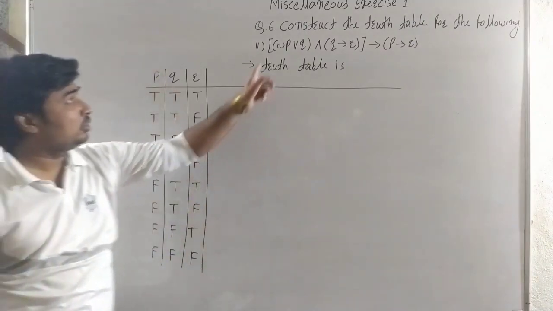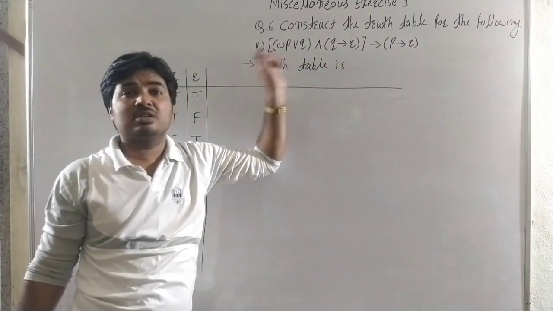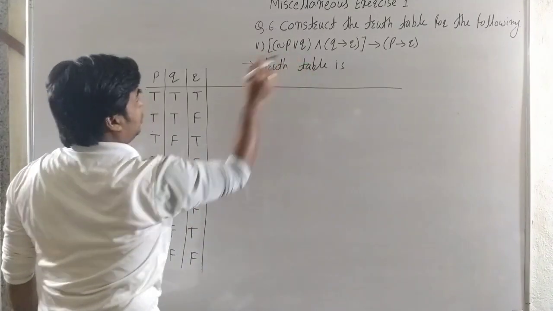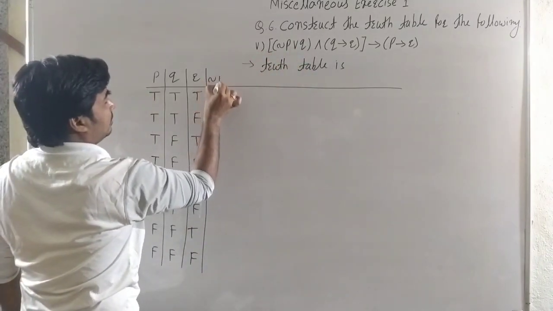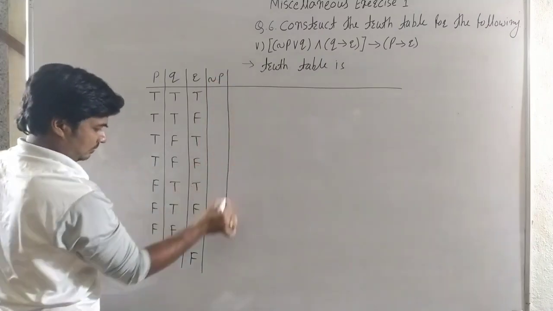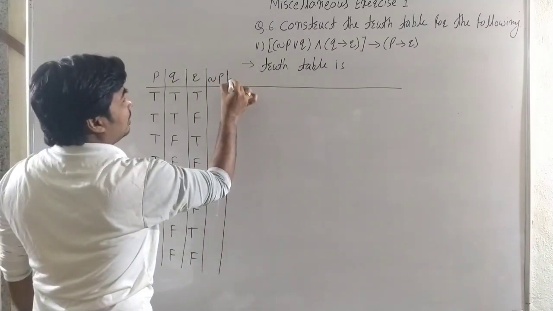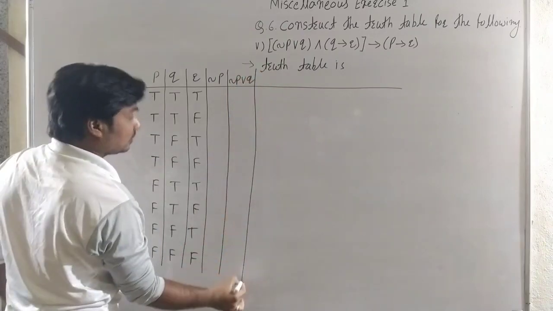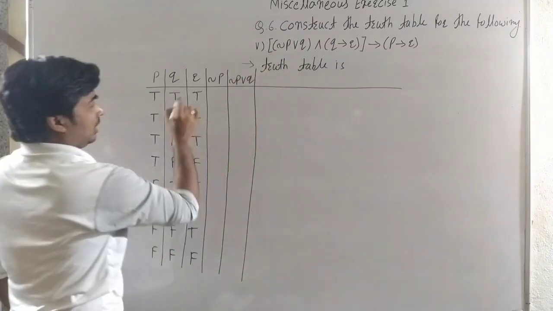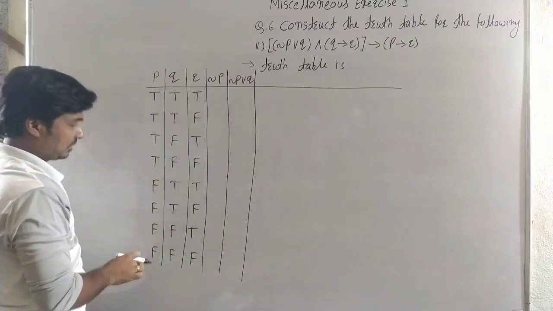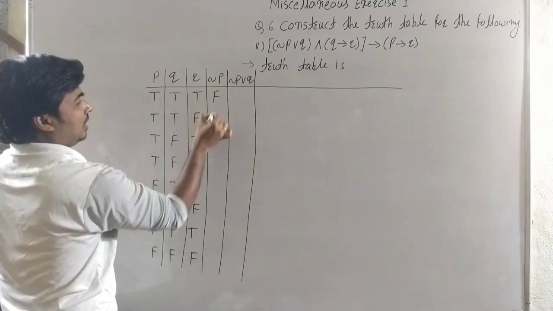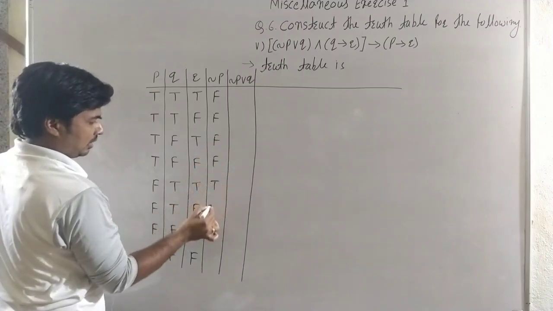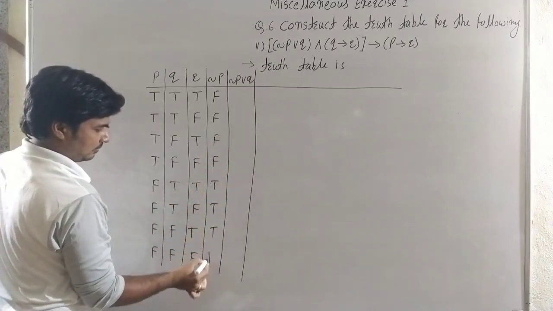Now we want to find the truth table for this statement pattern. First find the negation P, then negation P or Q. Okay, here it is negation P or Q. Negation P, P it is this, therefore it is false, false, false, false. 4 times false, 4 times true. It is the negation P.